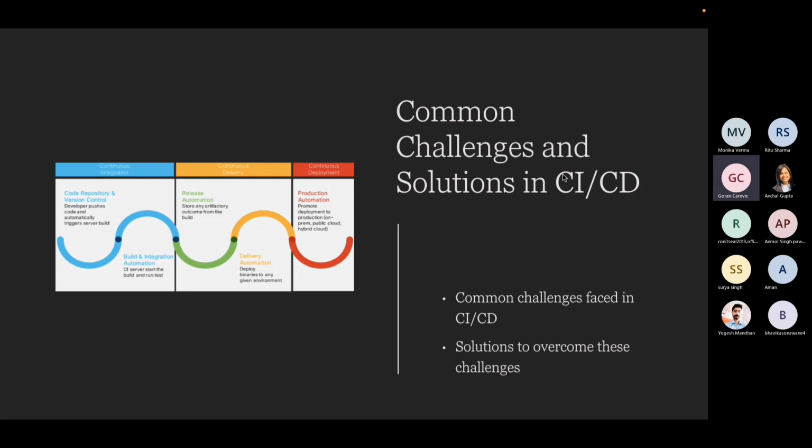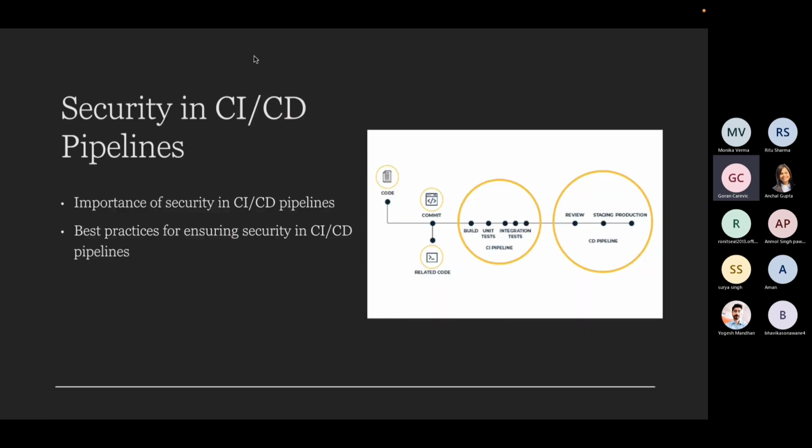Now, next, we will cover security in CI/CD pipelines. Continuous integration and continuous delivery pipelines have become an integral part of the software development cycle. With the increase in the use of CI/CD pipelines, the importance of ensuring security in these pipelines has become crucial.